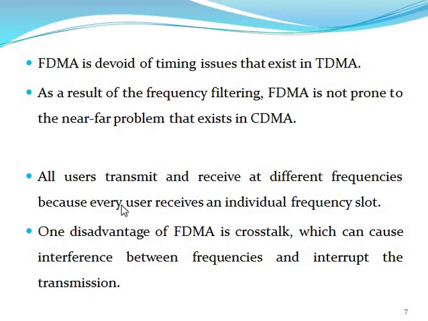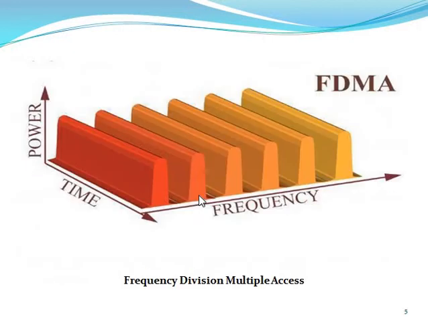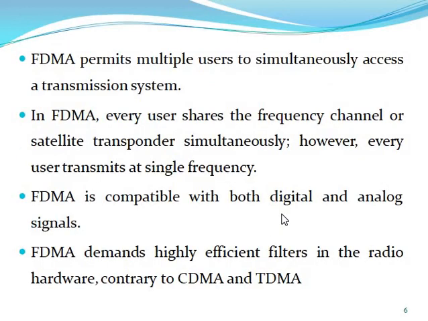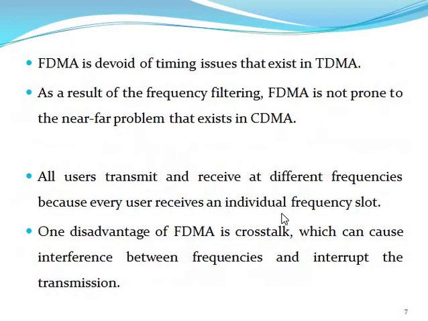Also, every user transmits and receives at a different frequency, because every user receives an individual frequency slot. So the signal is divided into different frequency modules. At that time you receive the different frequency, with the transmitter and receiver, and it is used for analog and digital signals.